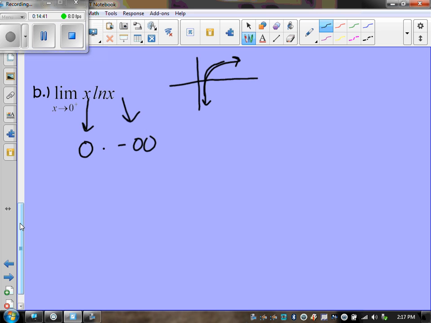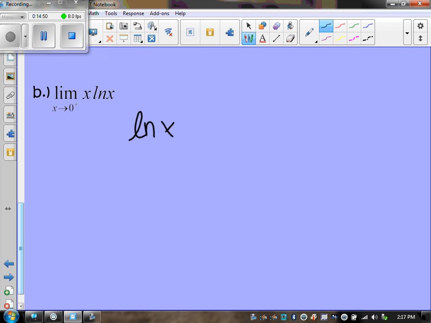So can we somehow make this into a fraction instead? So this is what I'm going to do. I'm going to try to somehow make this into a fraction. I'm going to take this natural log of x and keep him on the top. Can I bring this x down to the bottom and make his exponent like a negative 1? Can I reverse what I did last time? So let's do our L'Hopital's.